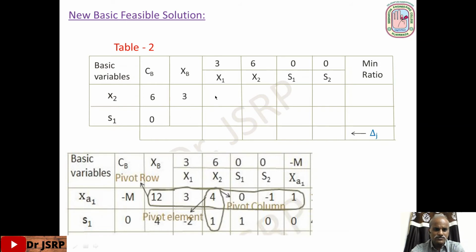3 by 4 here. 4 by 4, 1. 0 by 4, 0. Minus 1 by 4, minus 1 by 4. Okay, leave the artificial variable column. Okay, next, fill the basic variable columns with corresponding unit matrix. X2 in first place, X2 column: first place 1, remaining 0, delta J value 0. S1 in second place, S1 column: second place 1, remaining zeros, and delta J 0. So this is second step to fill the table.